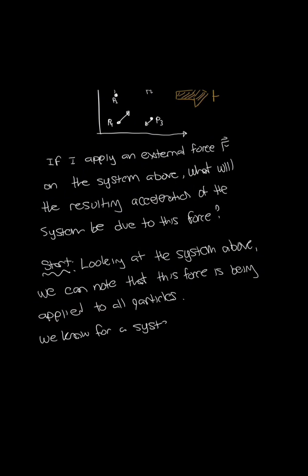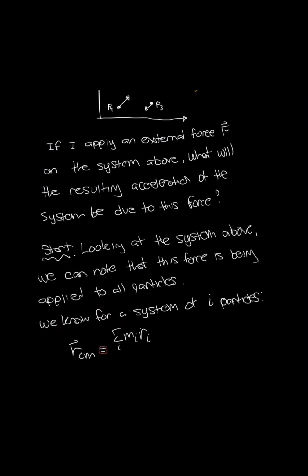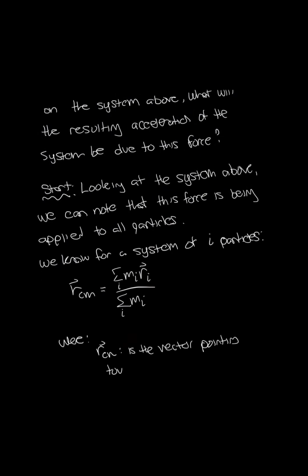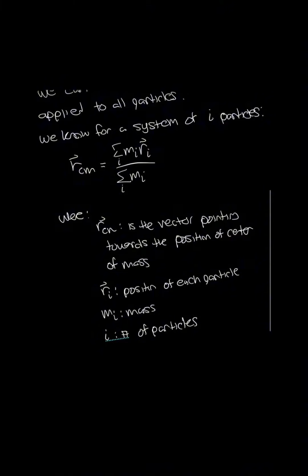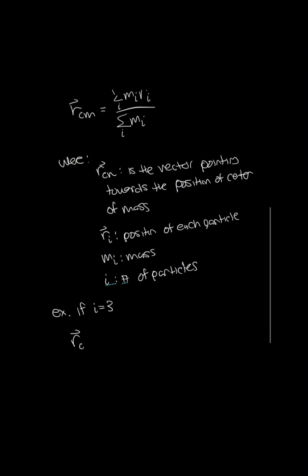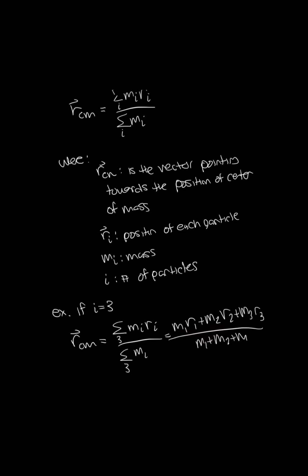So we know for a system of I particles, this equation is true, where RCM is the vector pointing towards the position of the center of mass, Ri is the position of each particle, Mi is the mass, and I is the number of particles in the system. And so, for example, if we have a system of 3 particles, I is going to be equal to 3, and the position of the center of mass can be written as the summation here.